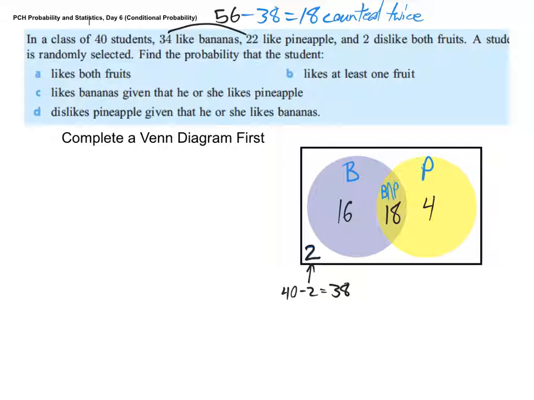Now let's think about this. For part A, we kind of did the hard part, now we just have to identify it. What's the probability that somebody randomly selected likes both fruits? 18 out of 40. That's 9 out of 20, or 45%.